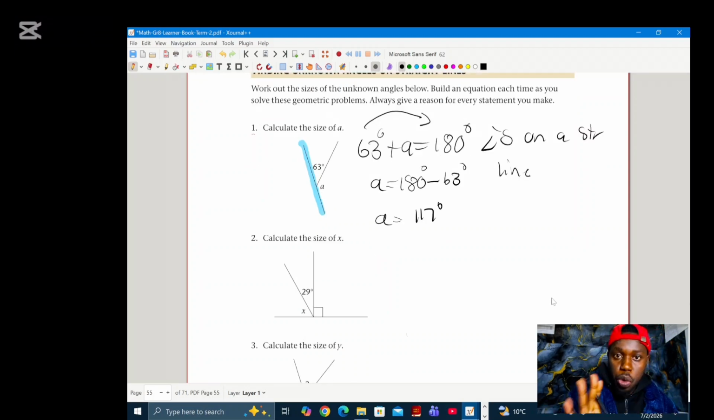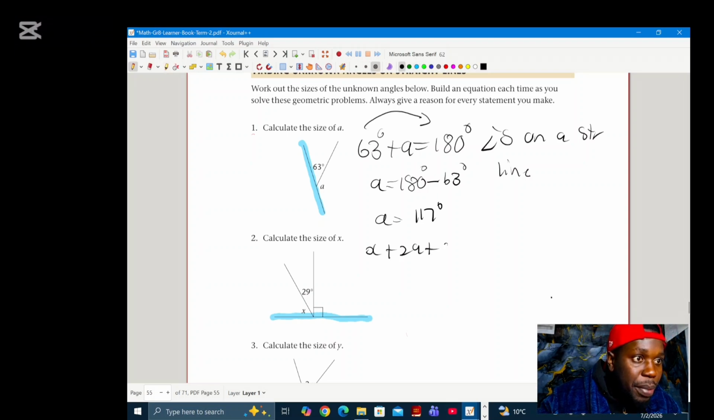On the next one, you can pause this video and try it by yourself. Remember, you're practicing here. You pause it, you do it, then I'll do it too. Number 2 says calculate the value of x. You realize that now we have more than 2 angles, but the law still remains. As long as it's a straight line, and there is our straight line, all the angles must add up to 180. Therefore, x plus 29 plus 90 degrees must give us 180 degrees. And you also give your reason: angles on a straight line.